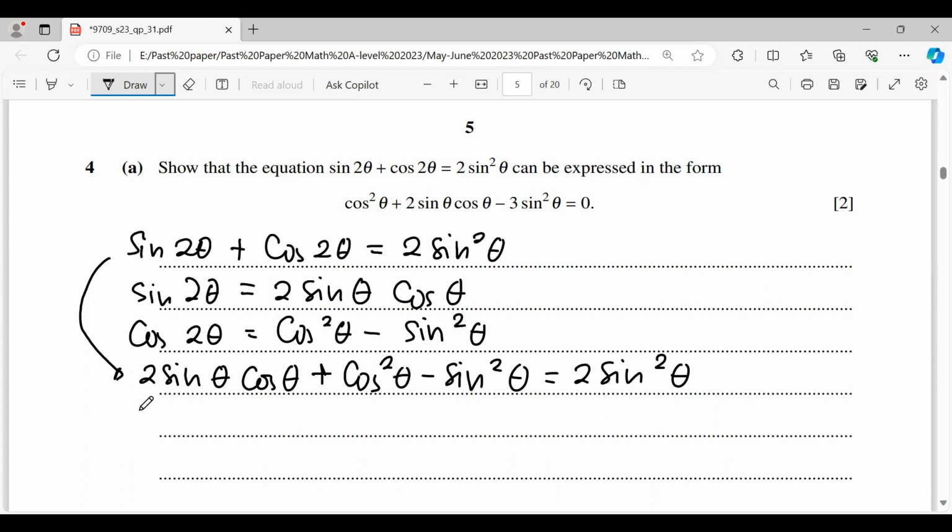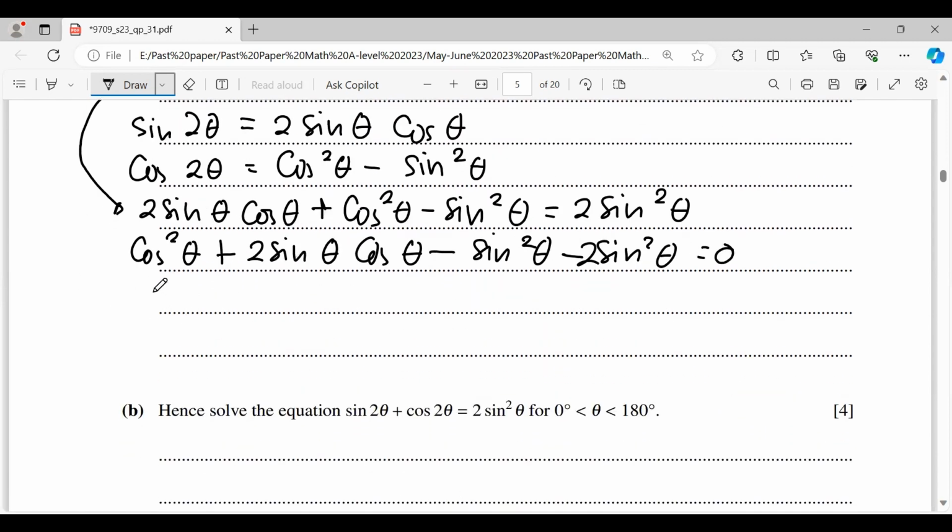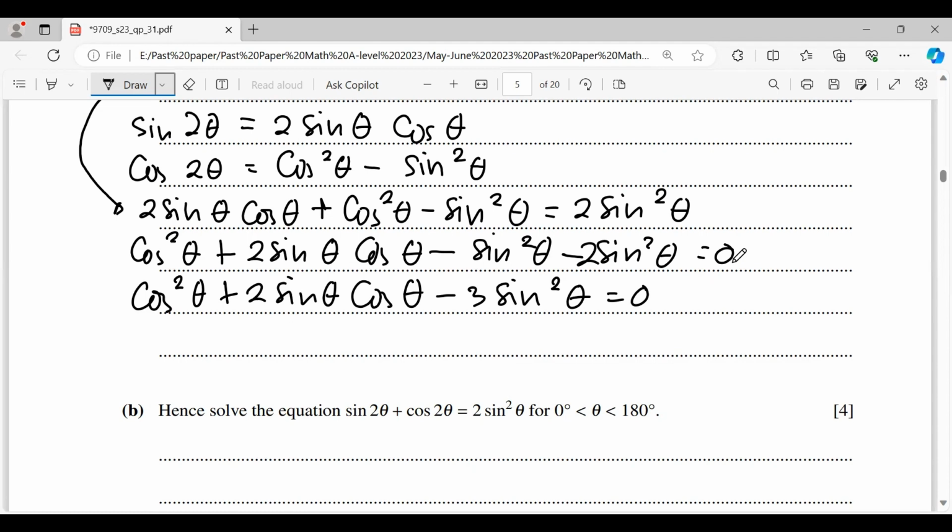And after that, cosine squared theta plus 2 sine theta cosine theta, okay, minus sine squared theta minus this 2 sine squared theta equals 0. So it becomes cosine squared theta plus 2 sine theta cosine theta minus 3 sine squared theta equals 0. Okay, proof.